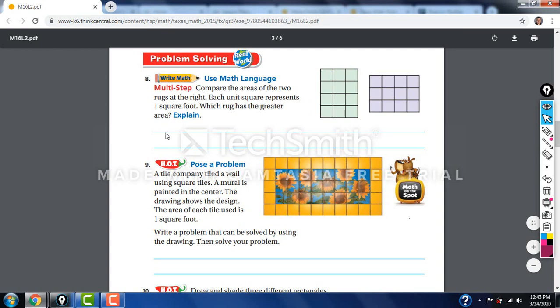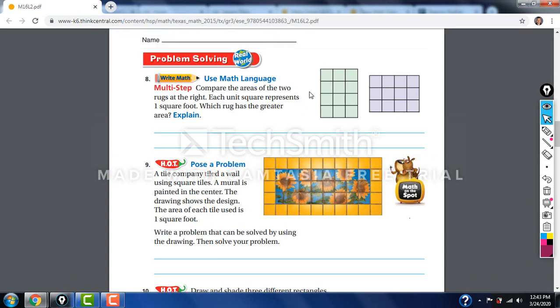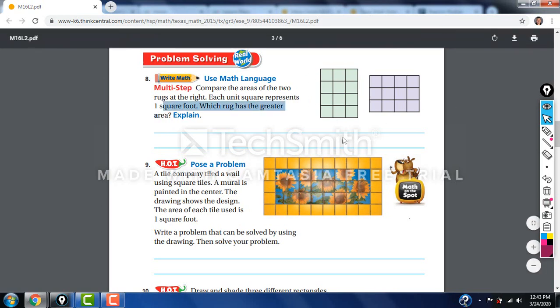Okay, so you should have written, explain it to me. And you should have had the area for both of these is what? 1, 2, 3, 1, 2, 3, 4, 12. The areas are equal. There was not one rug that has the greater area, and they're asking for area, so they both have 12. So that means they're equal. There's not one having a greater area.